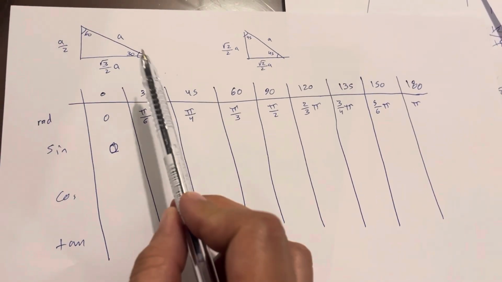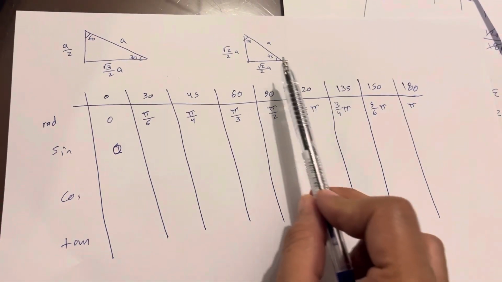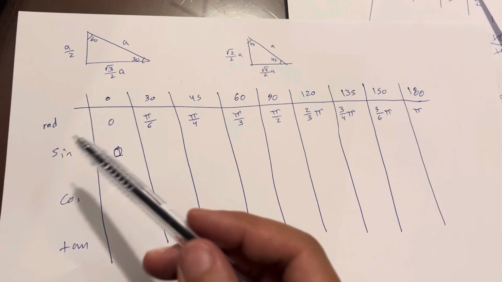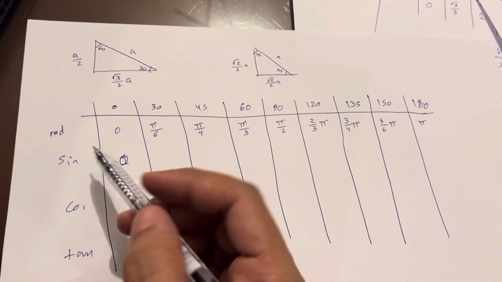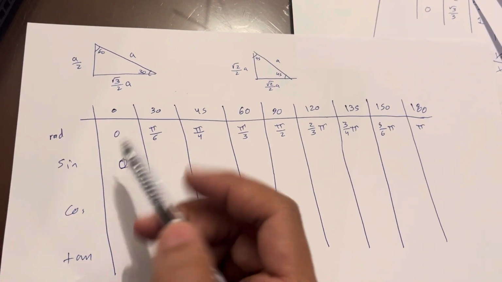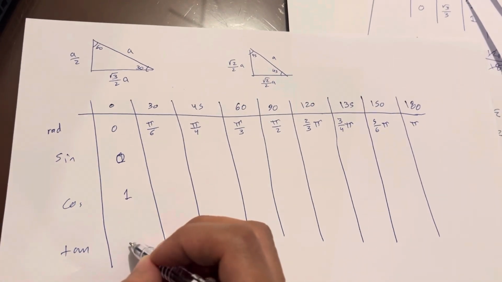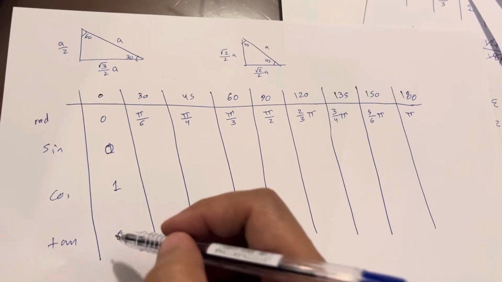So now I will use the 30-60 degree triangle, and I will use the 45 degree triangles to calculate the sine, cosine, and the tangent. For the angle 0, you just need to remind that the radian is 0, the sine is 0, the cosine is 1, and the tangent is 0. Sine 0 over 1 is 0.